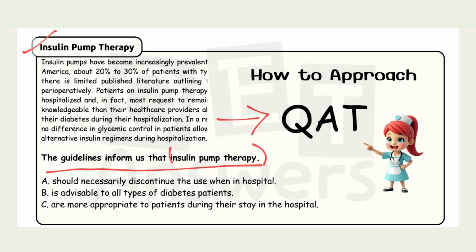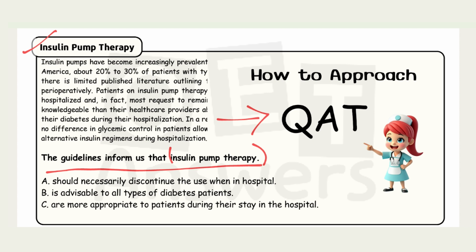When I was explaining the types of questions, I already told you sometimes the question will be blank, like, the guidelines inform us that, that's all. Sometimes the guidelines inform us that insulin pump therapy, the topic will be stated. So when you see the topic in the question as well as the answer paragraph, you can consider this as a main idea type question, right? First you have to read the question and then move on to the answer options. In each option, what are they saying?